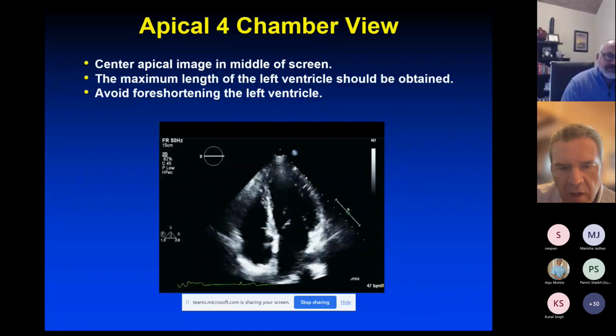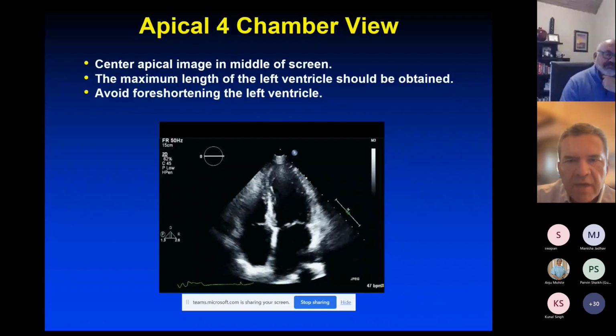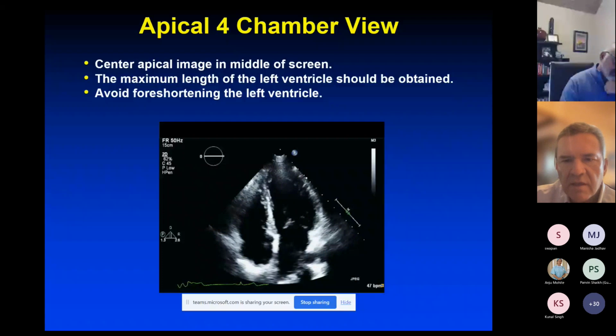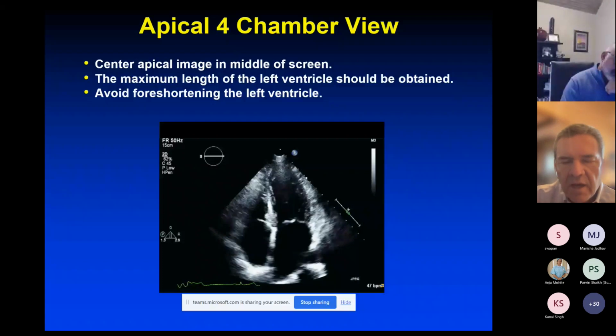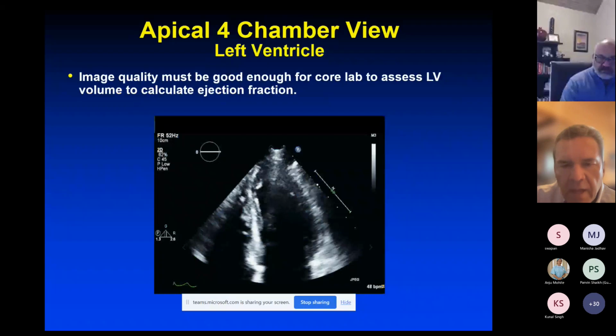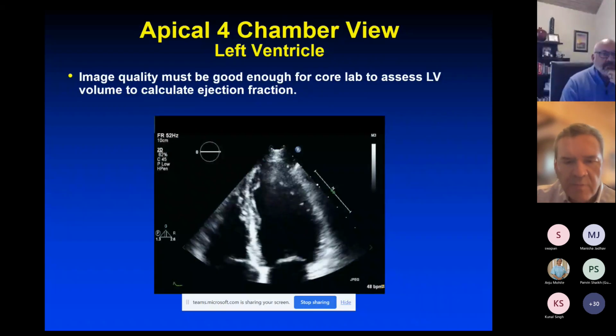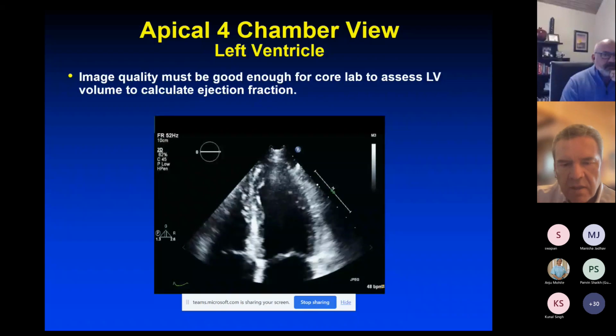And then moving from these short axis views to the apical window, we would like you to obtain an apical 4-chamber view with the left ventricular length maximized to avoid foreshortening of the left ventricle. And it's important that this be a good quality image. This will be one of the images that we use in calculating left ventricular ejection fraction.